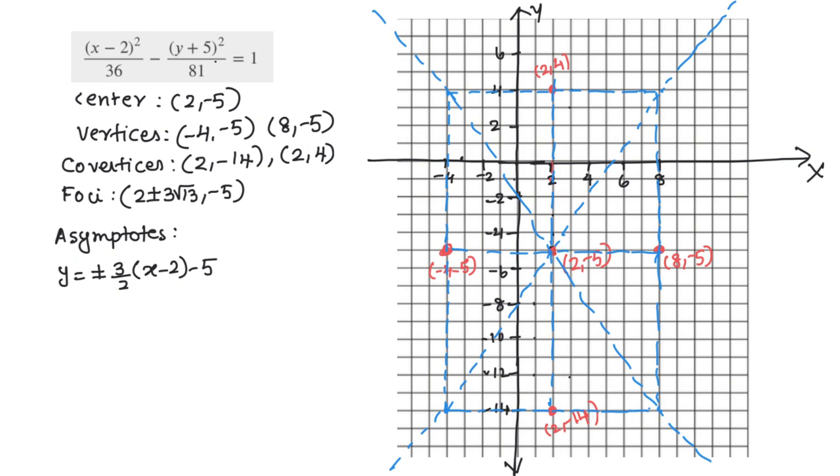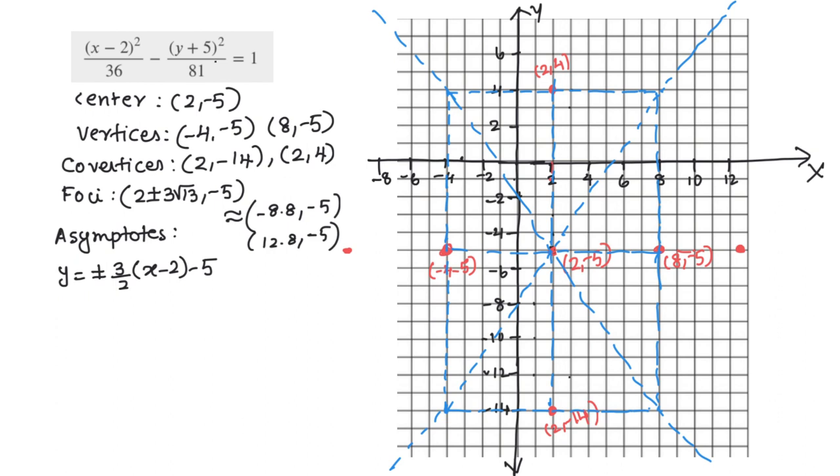Okay, now mark the foci. We can approximately mark the foci. Foci are negative 8.8. So it will be somewhere here and 12.8. So it will be still on the transverse axis. That's why the y coordinate will be still negative 5. So foci is here. So now we can graph this.